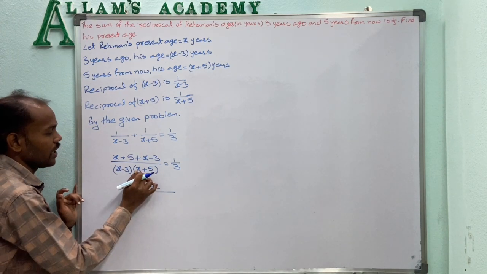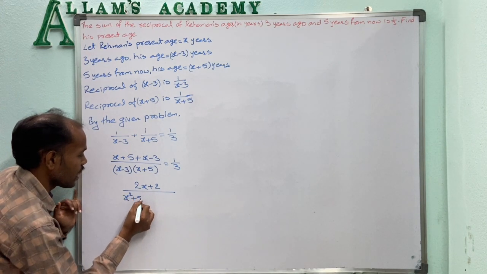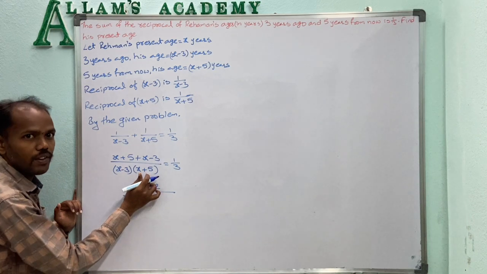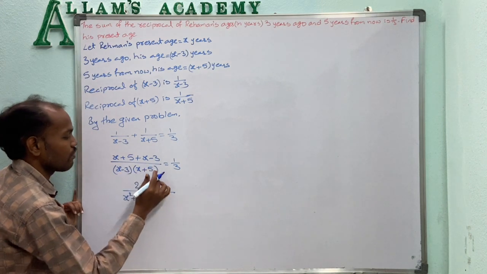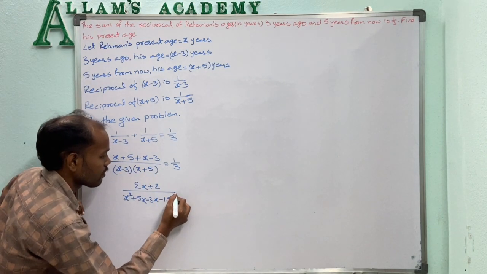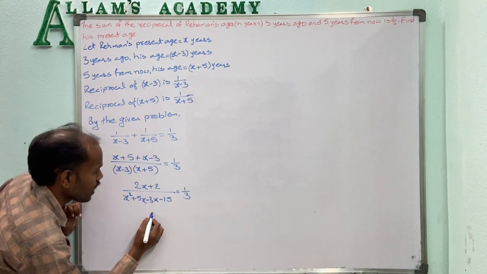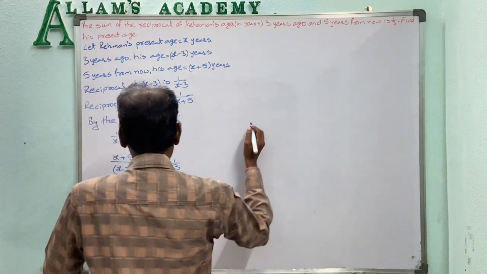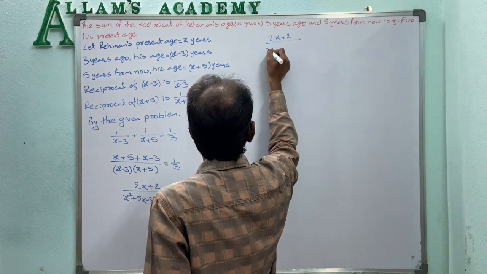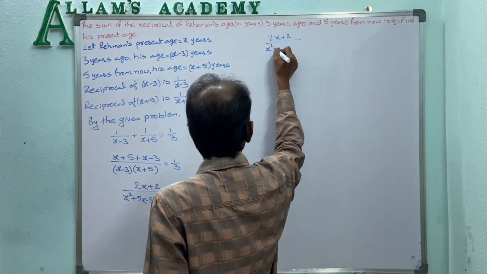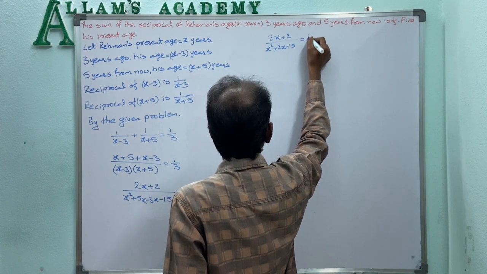So x into x plus 5, that is nothing but x into x is x square plus x into 5 is 5x, minus 3 into x plus 5 doing. So minus 3 into x is nothing but minus 3x, minus 3 into plus 5 is nothing but minus 15, equal to 1 by 3. So plus 5x minus 3x is nothing but plus 2x. So 2x plus 2 by x square plus 2x minus 15 is equal to 1 by 3.